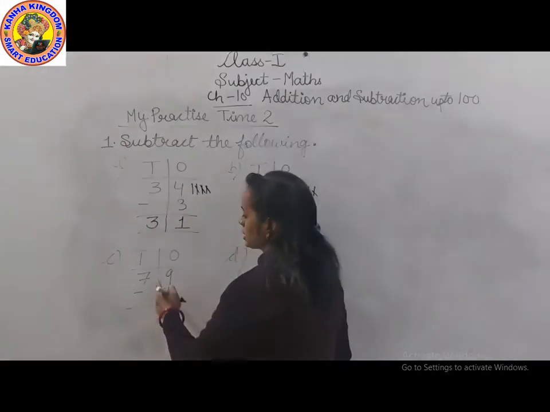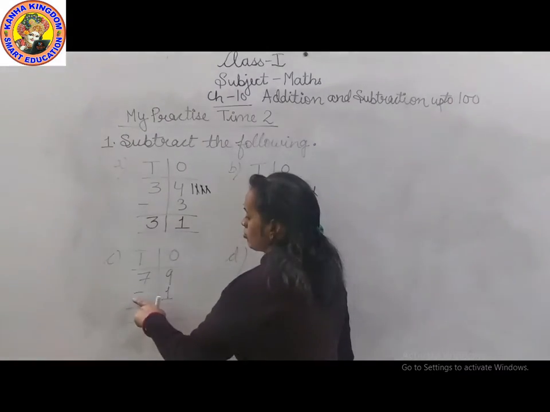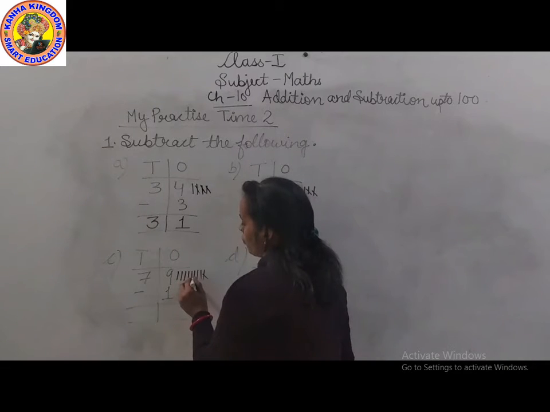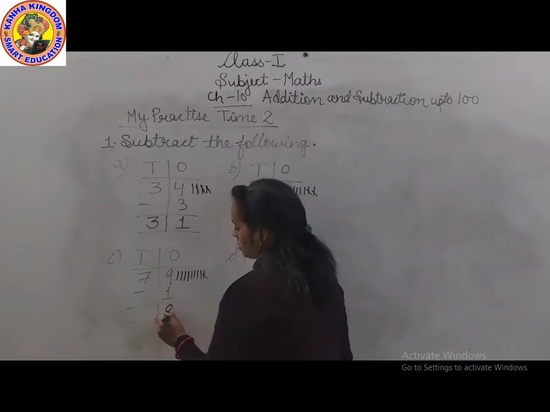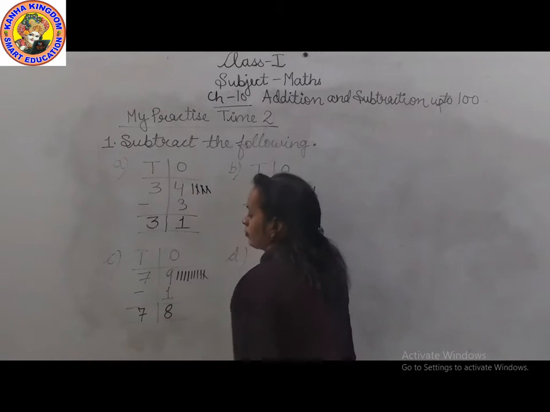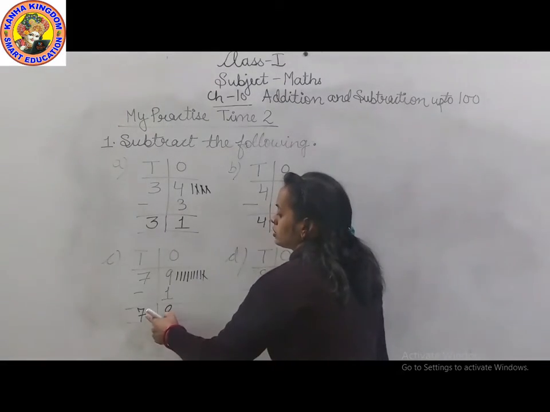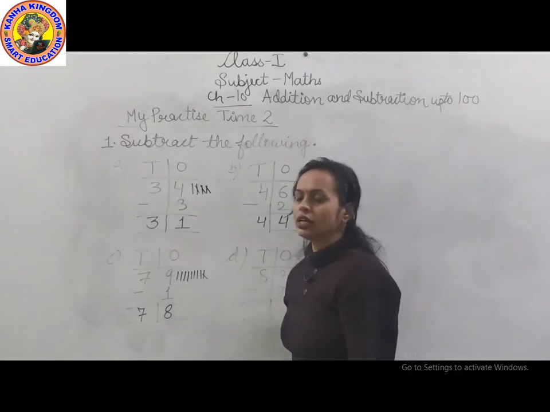Okay. Next question number C. 7 tens, 9 ones, minus 1. Okay? 1, 2, 3, 4, 5, 6, 7, 8, 9. 9 minus 1. Now let's count: 1, 2, 3, 4, 5, 6, 7, 8. So 9 minus 1, 8. Bring down 7. Okay? So 7 tens, 9 ones minus 1 equals 7 tens, 8 ones. 79 minus 1 equals 78.